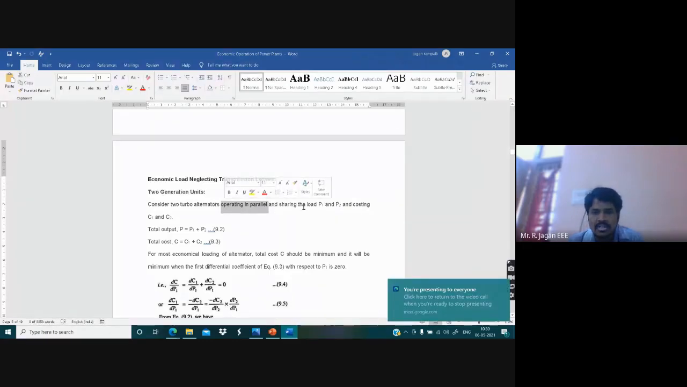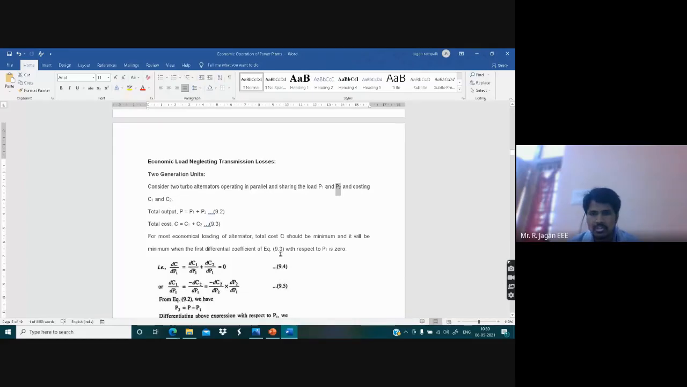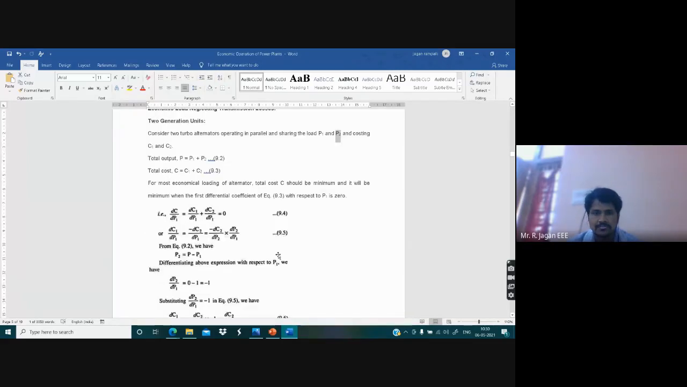Each generator has a load sharing of P1 and P2, and the costs related to the individual generators are C1 and C2. From this we calculate the total power as P equals P1 plus P2 and total cost equals C1 plus C2. As we have already discussed this derivation, I am just recalling it.